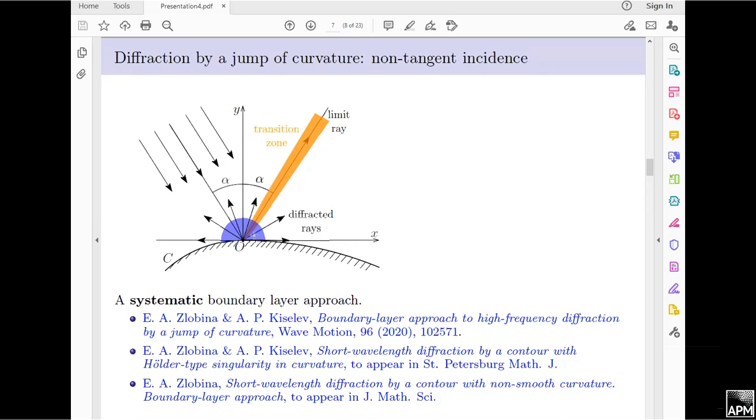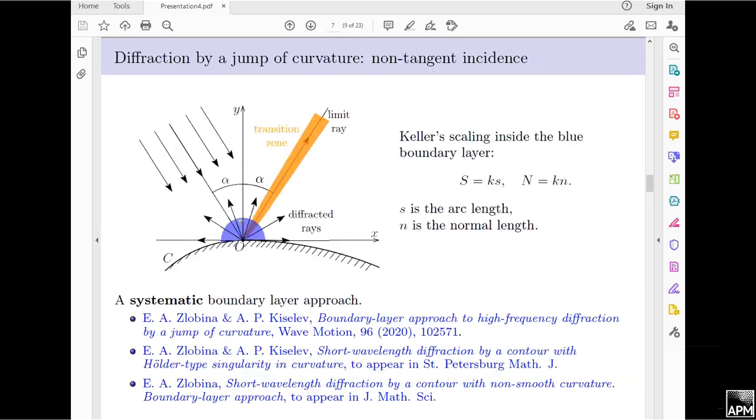We applied a systematic boundary layer theory. We managed to solve these equations, which are rather non-trivial. In this case, the boundary layer has the same scaling in the normal direction and in the tangent direction. The scaling is the same. So we described the diffracted wave field and the wave field in the direction of the limit ray.